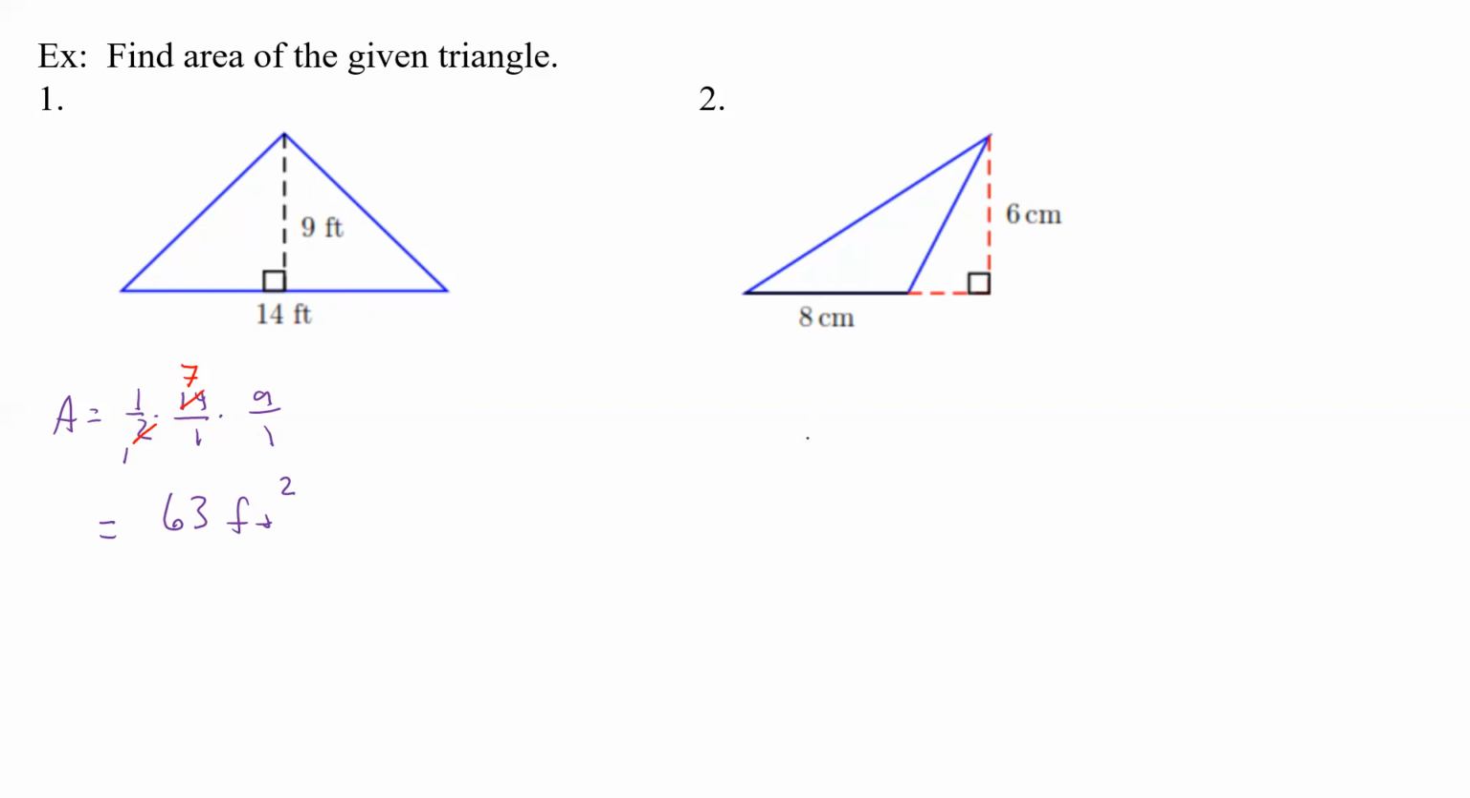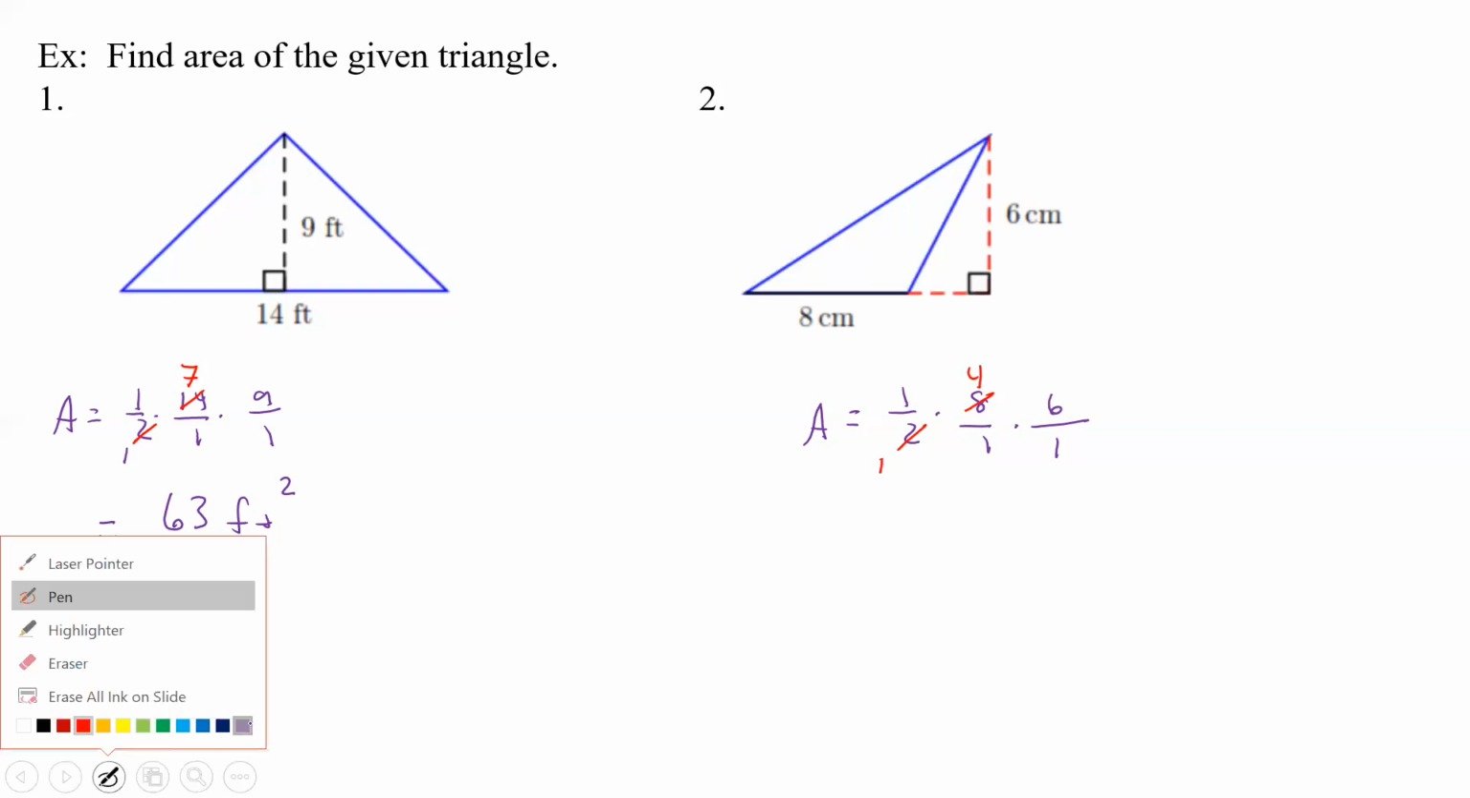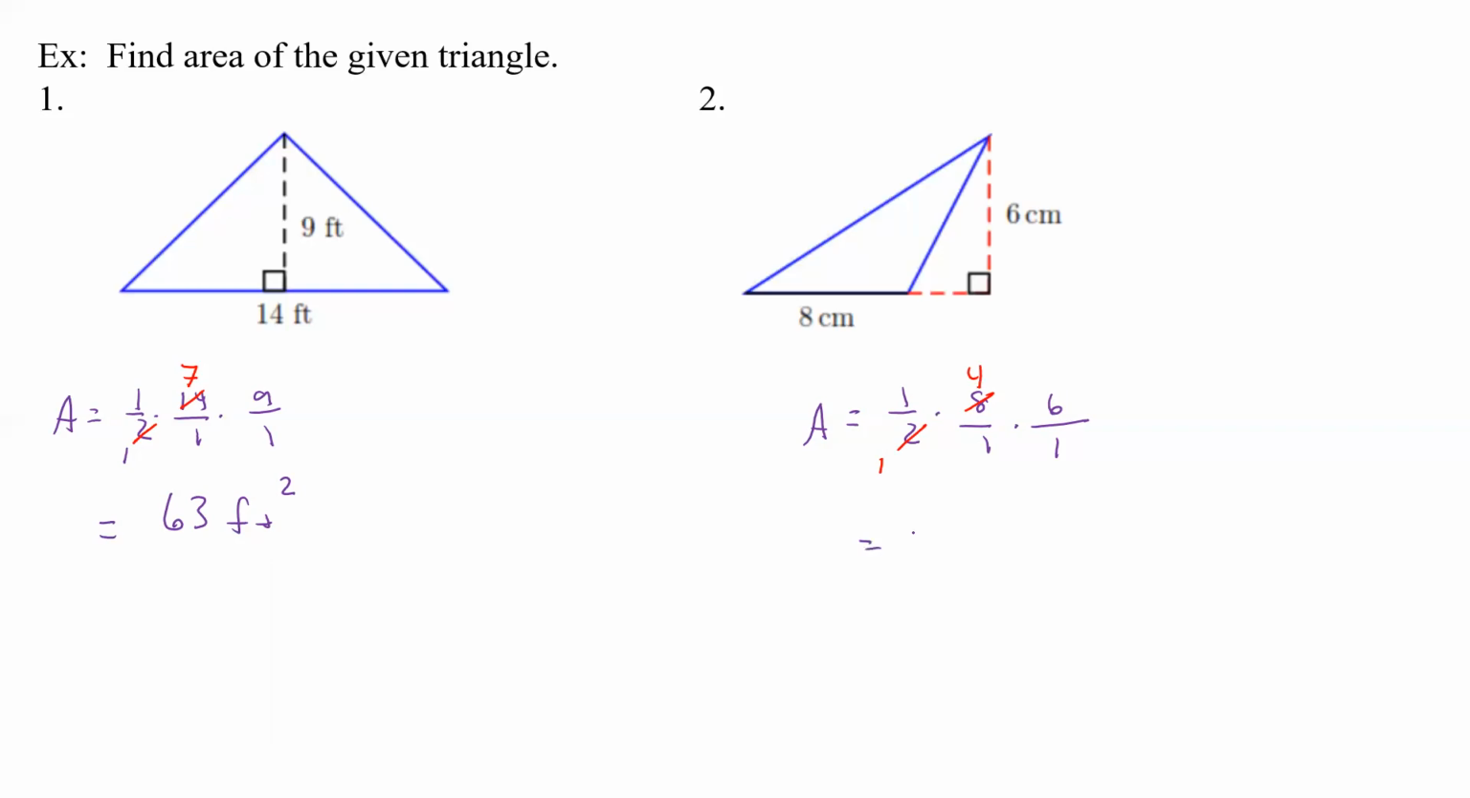All right, what about this one? Well, here area is equal to 1/2 the base, which is now 8 centimeters, so 8 over 1, times the height, which is now 6 centimeters, which is 6 over 1. Now this time, we can take that 2 and divide it into the 8, or we can take that 2 and divide it into the 6 and get 3. So it depends on how you want to do it. It really doesn't matter. So if we take it into 8, we'll have 4, and this is a 1. And so then all we have to do is take 4 times 6, and we get 24, and this is centimeters squared. And so that would be our area there.